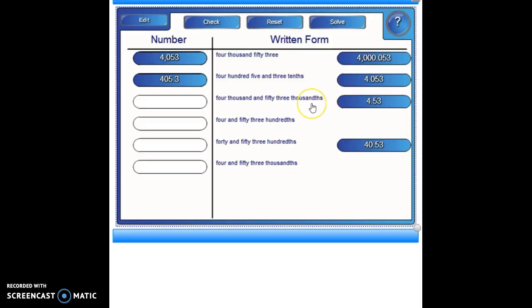4,053 thousandths. Well, I have 4,000 here, and I have an and, so the decimal has to be after 4,000. This is the only one that has 4,000 in the decimal. 53 thousandths. The last place value is 53, so this is in the thousandths. 4 and 4, so I already know I'm going to have one whole number 4 and a decimal. 53 hundredths, so it should be .53 because 3 would be in the hundredths place.